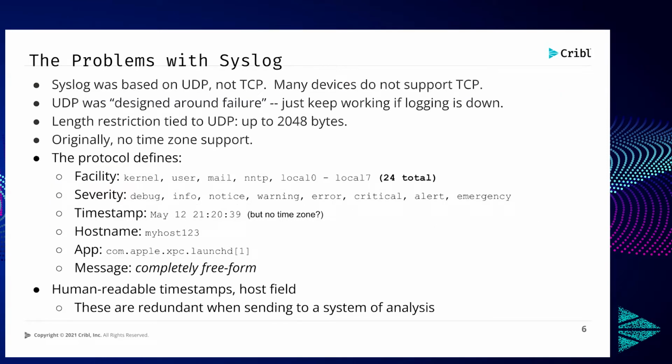Some of the problems that you might be facing if you're implementing Syslog collection in your environment have to do with the fact that originally it was UDP and not TCP, and many devices don't support it. One of the people on today's call was mentioning that in his environment, they standardized on UDP because it was the one thing that they all do support. As I mentioned, UDP was designed around failure, but that also means that it's inherently lossy. Data might be dropped. It's tied to 2048 bytes for the entire datagram. So if you needed to send larger than that, you have no idea whether that data is going to all get there or not. And originally, there was no time zone support.